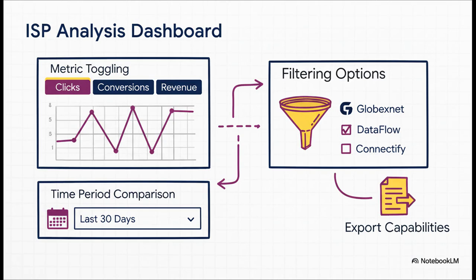And this is exactly how you confirm what you suspect is happening. The platform gives you all these analysis tools to dig in. You can flip between clicks, conversions, and revenue to see the full financial impact. You can compare different time periods to pinpoint the exact moment the drop happened, and you can filter all the way down to one specific ISP to really investigate. These tools are what turn a hunch into hard, actionable data.